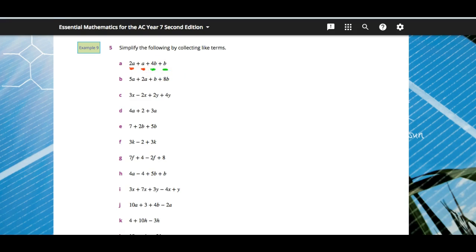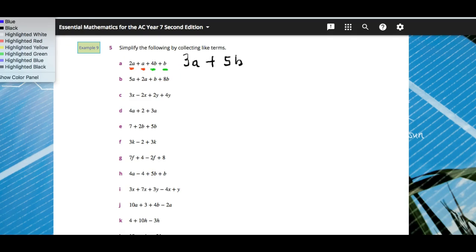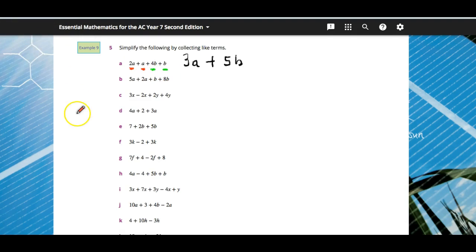So that means I have to just add my reds together. So 2A and A gives me 3A. And then 4B plus B gives me 5B. Okay, so you can do it like that. Now, let's just go a little bit further down where they're not in order.